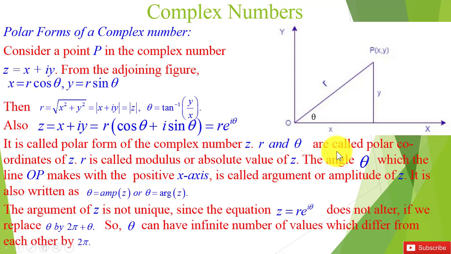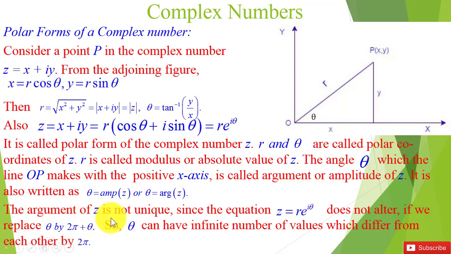r and theta are called polar coordinates of z. r is called modulus or absolute value of z. The angle theta which the line OP makes with the positive x-axis is called argument or amplitude of z. It is also written as theta is equal to amplitude of z or theta is equal to argument of z. So therefore, r is the modulus of z and this angle theta is known as amplitude or argument of z.